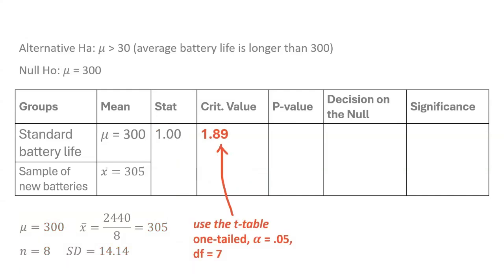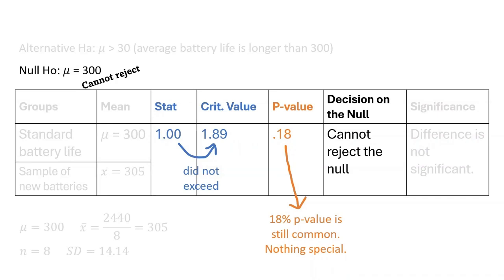The critical value of 1.89 is obtained from the t-table. This is one-tailed. We also need to use the correct degrees of freedom. The p-value is 0.18, which is computed by software. We will not do this manually. The table shows that the t-statistic of 1.00 did not exceed the 1.89 critical value. The p-value is also 0.18 or 18%.